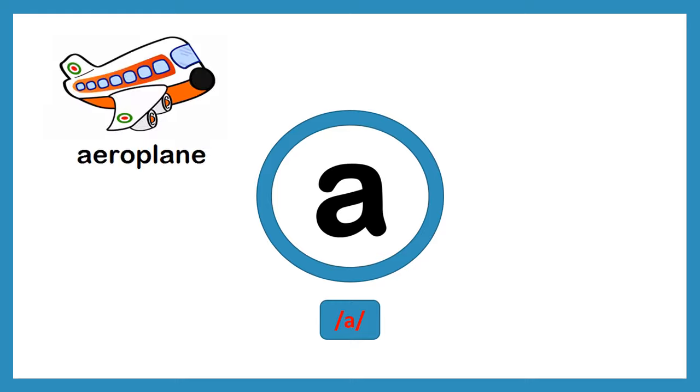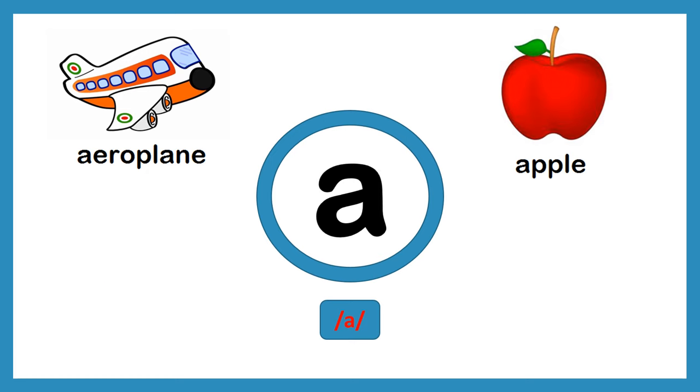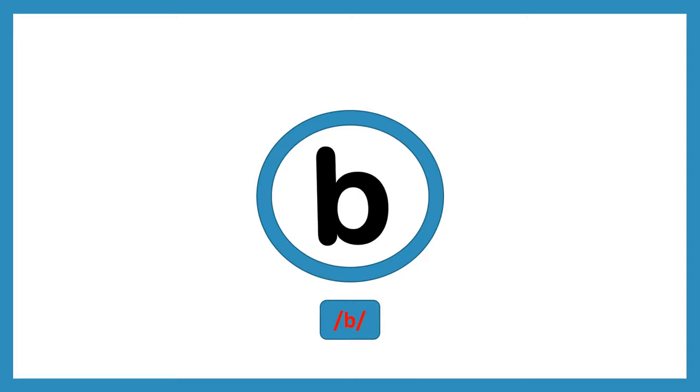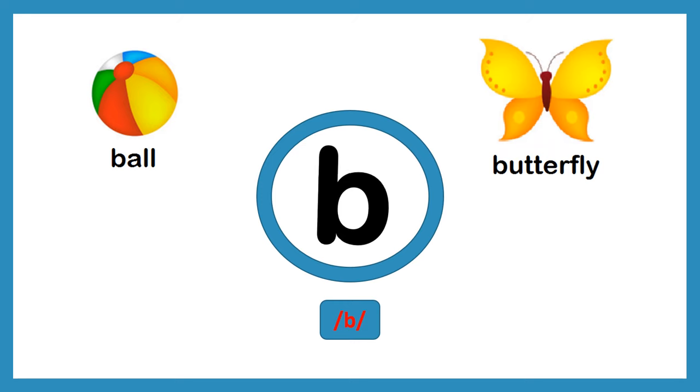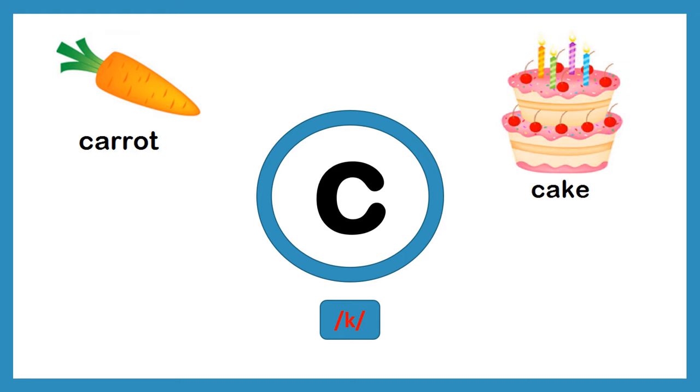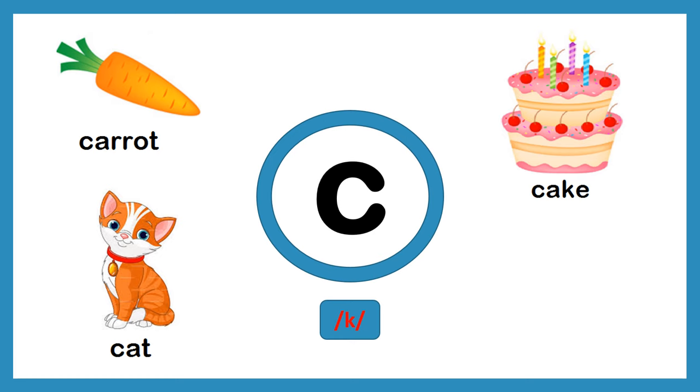Let's start. A: aeroplane, apple, ant, ambulance. B: ball, butterfly, balloons, bee. K: carrot, cake, cat, candles.